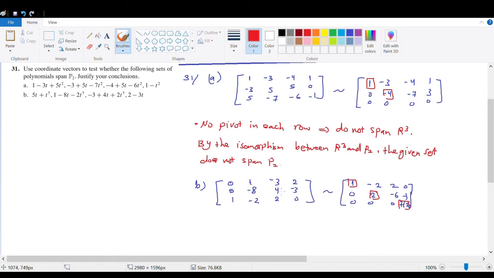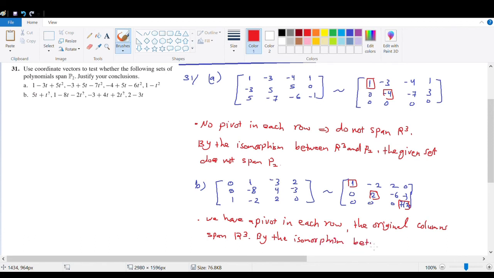So the original 4 columns span R3, and by the isomorphism between R3 and B2, the given set spans B2. So we have a pivot in each row. That means the original 4 columns span R3. So by the isomorphism between R3 and B2, the given set spans B2.